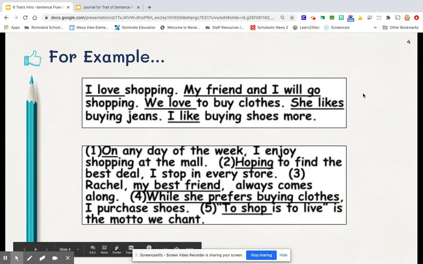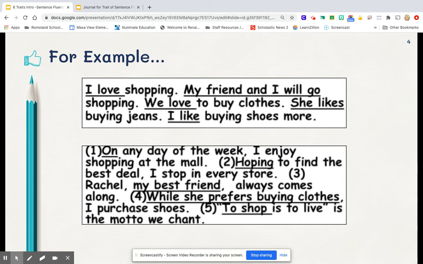So here are 2 examples of sentence fluency, and one is way better than the other. Let's look at the first box up here. It says, I love shopping. My friend and I will go shopping. We love to buy clothes. She likes buying jeans. I like buying shoes more.